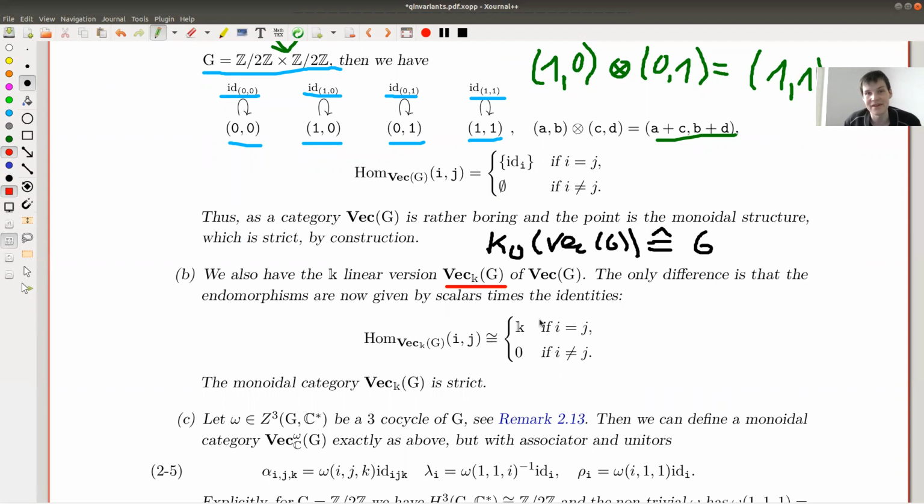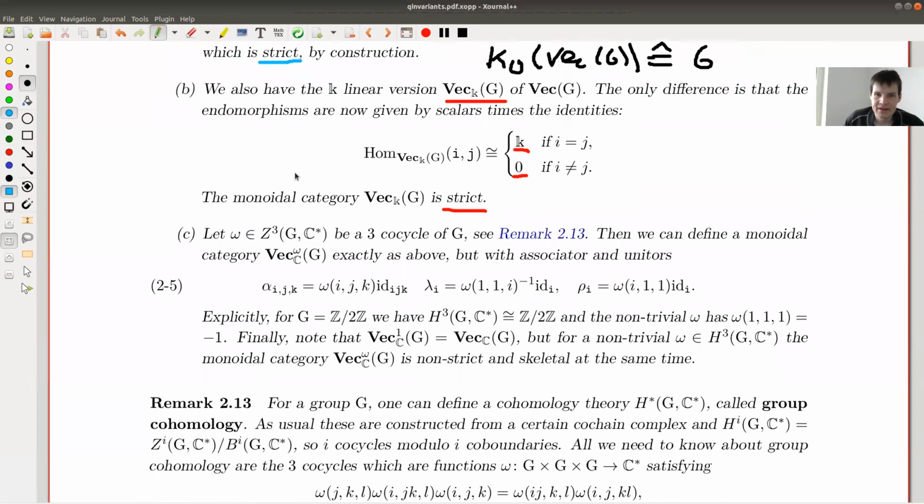It's really the same, right? Instead of having one object and no object, I have the ground field, namely K times this one object, or well, the zero vector space. That's the only difference, and it's still strict. By the way, this is strict just because the tensor product was defined by group multiplication, and group multiplication is associative. So this is strict.